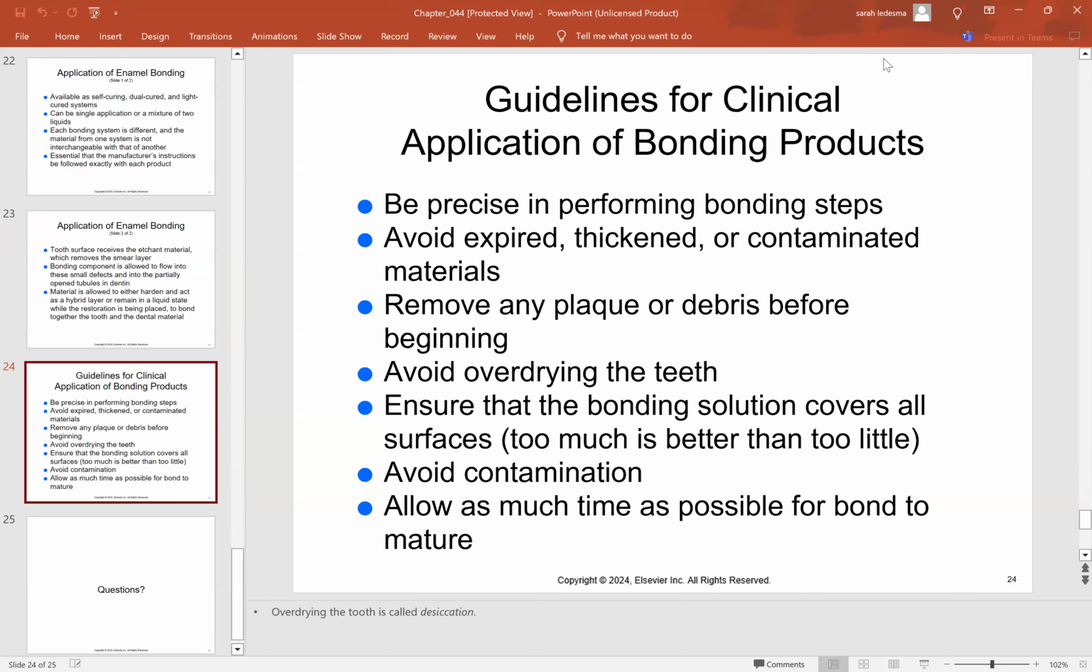Guidelines for clinical application of bonding products. Be precise in performing bonding steps. Avoid expired, thickened, or contaminated materials. We want to make sure that we're removing any plaque or debris before beginning. You want to avoid overdrying or desiccating the tooth. Ensure that bond solution covers all surfaces. Avoid contamination. Remember, if the tooth is contaminated with saliva, we would need to start over with the etch process. And allow as much time as possible for the bond to mature.